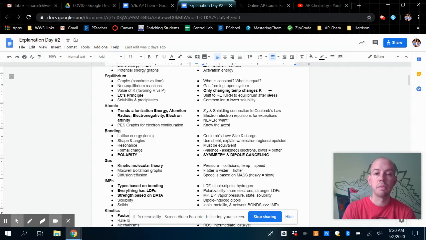And here I bolded the reminder that no matter if I add or remove something, change pressure, change volume, the K value stays the same. Only heating it up or cooling it down changes K.